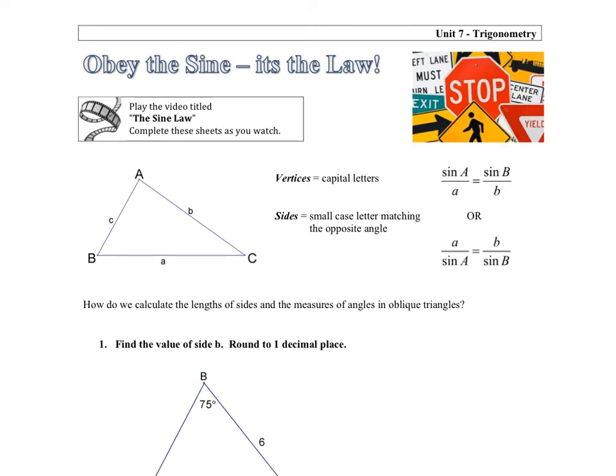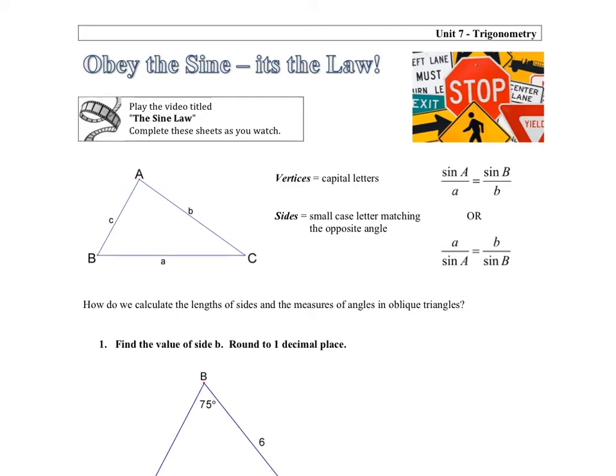Your sine formula is sine A over A equals sine B over B. Or you can flip the fraction, A over sine A equals B over sine B. The letters can be anything as long as they match. It could be sine R over R equals sine S over S. It doesn't matter. I tend to use one formula and I don't mix it up. I usually use this one, but it really doesn't matter which one you use.